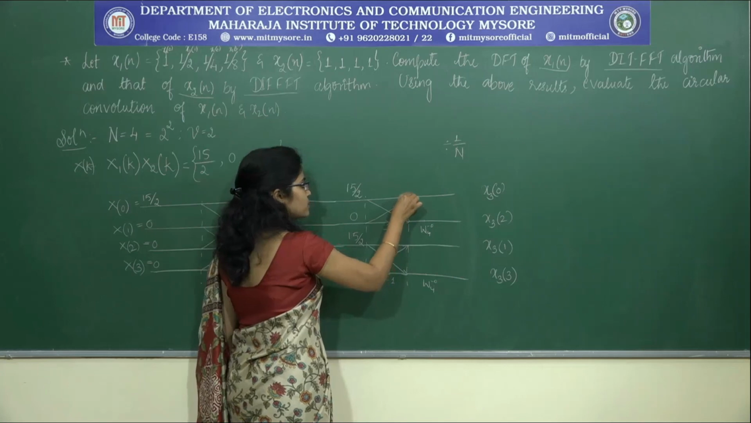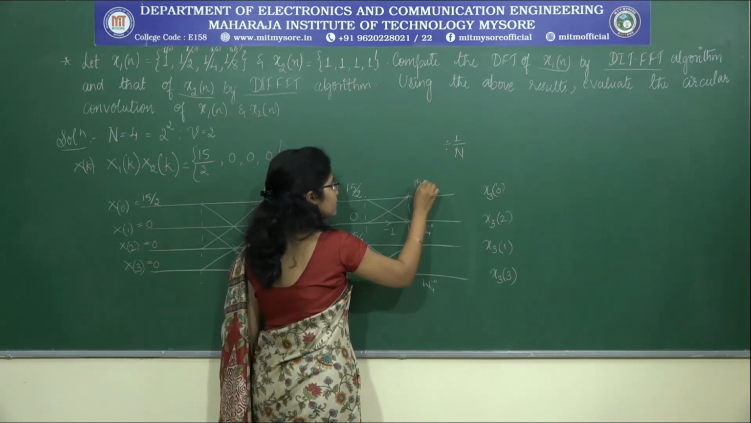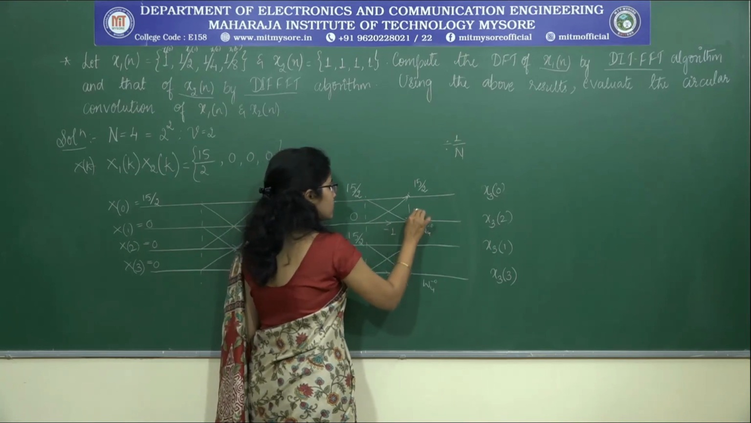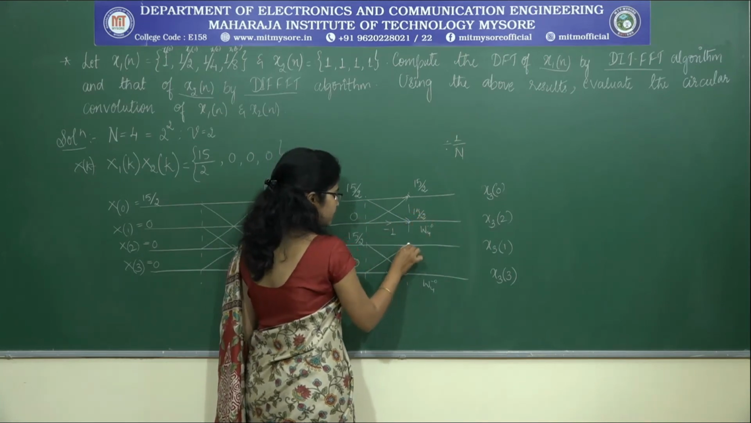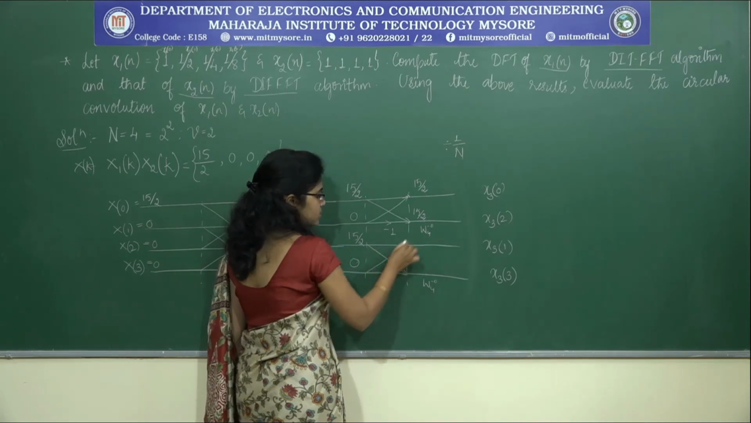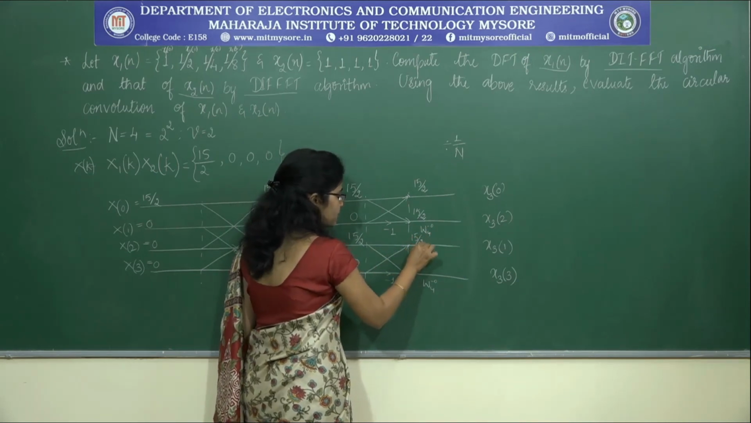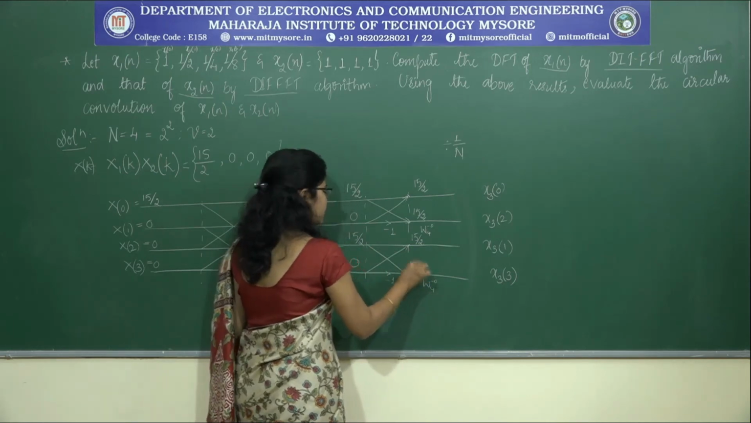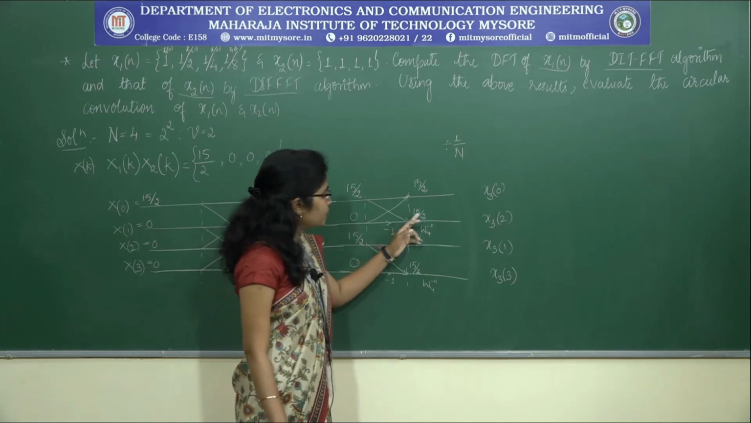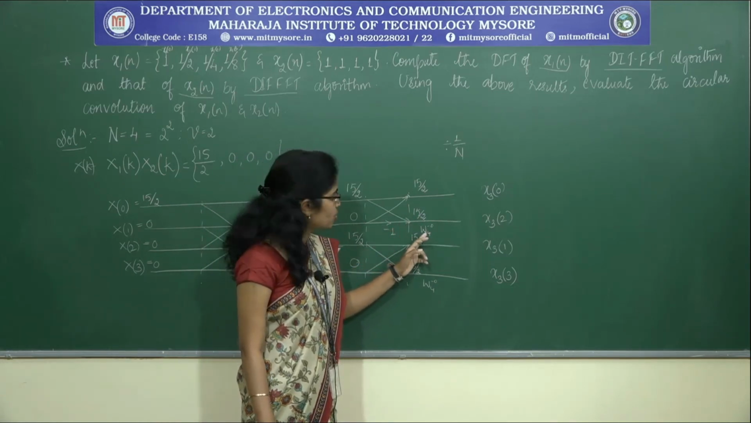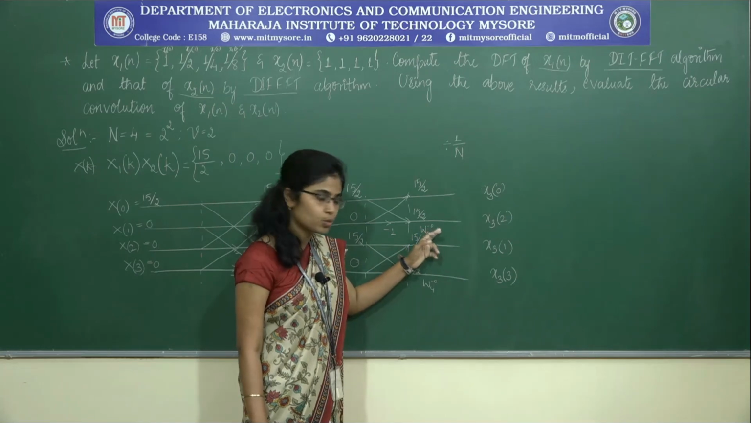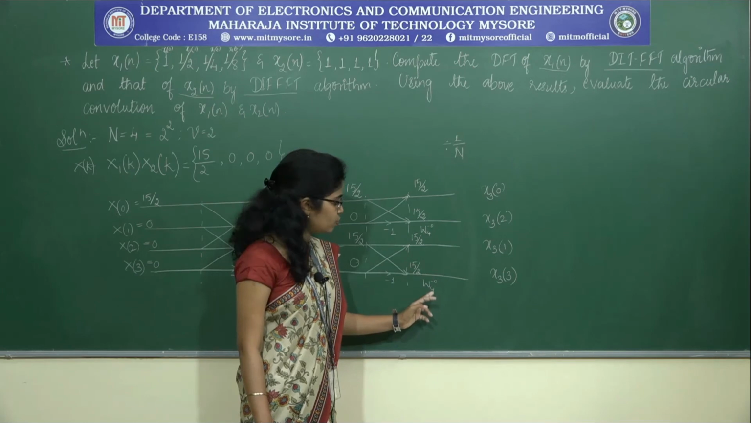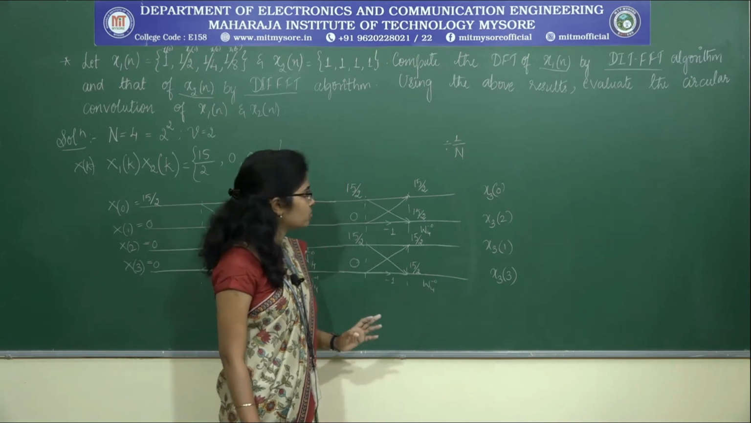So if I find out the output at this particular point, it is 15 by 2. Here it is 15 by 2 minus 0, that also gives us 15 by 2 only. At this point 15 by 2 plus 0 gives us 15 by 2. Again here 15 by 2 minus 0 gives us 15 by 2 only. Multiplying 15 by 2 with the twiddle factor term, that is omega 4 to the power of minus 0, which is equal to 1, gives us 15 by 2. Similarly 15 by 2 multiplied with omega 4 to the power of minus 0 gives us 15 by 2 only.